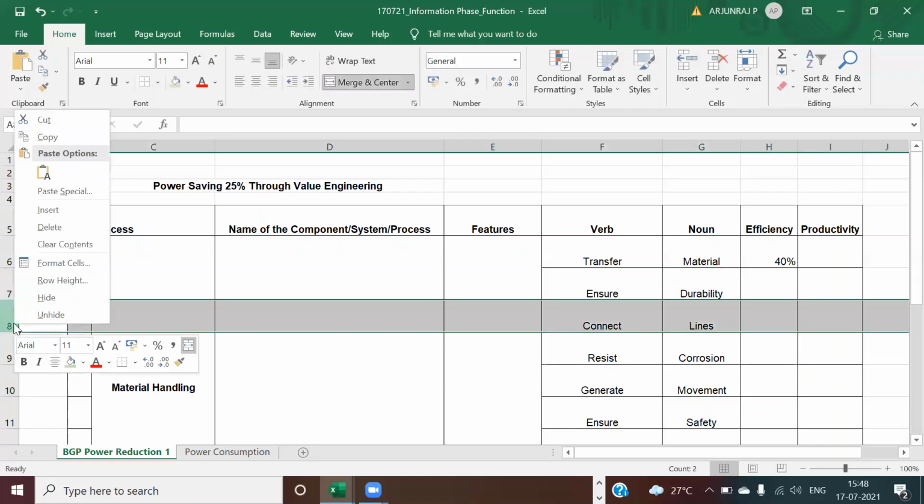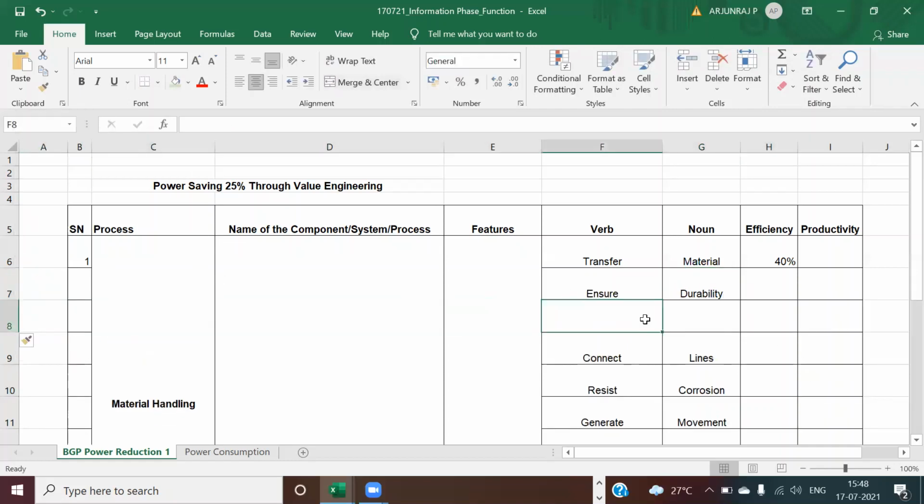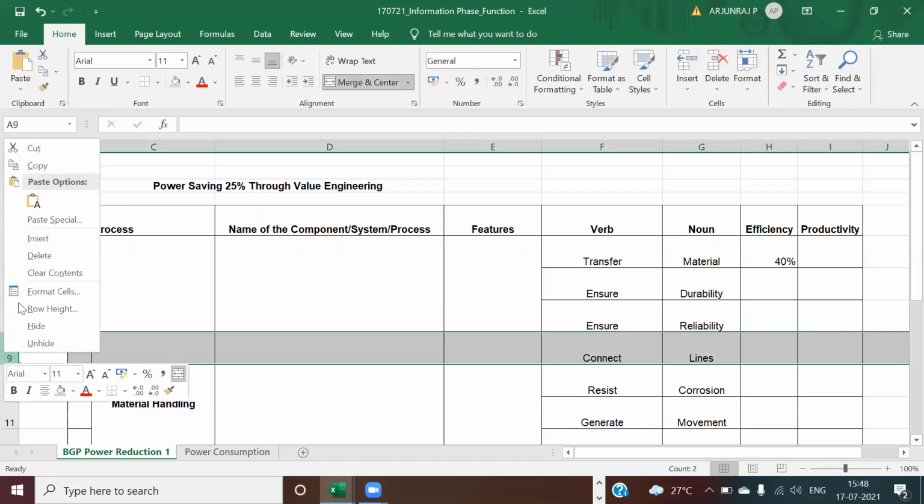And from the maintenance point of view, it is low maintenance equipment, ensuring maintainability. It is also low power consuming equipment. So what is the best verbal noun for that?